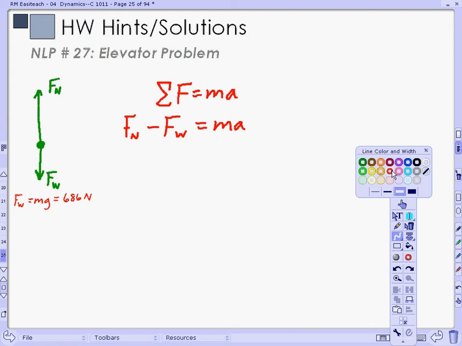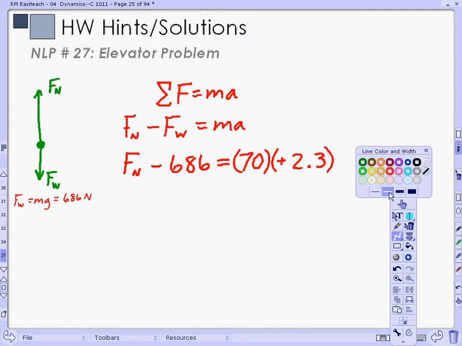So now I write down force normal minus 686 is equal to the mass, and this time it's a person, not the elevator, so it's 70 kilograms. And I'm told what the acceleration is, and since it's upward, I'll put 2.3. I'm just going to put a plus sign in front of that. Now I have an equation that I just have to solve for force normal. I just have to solve for that variable, and that's it.